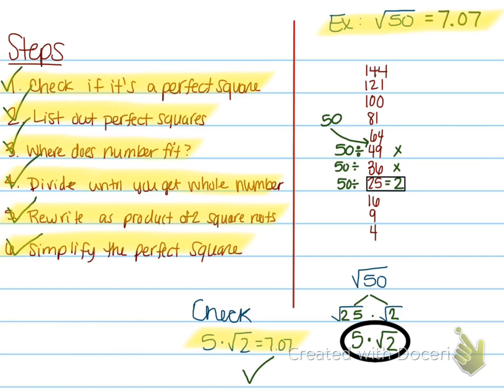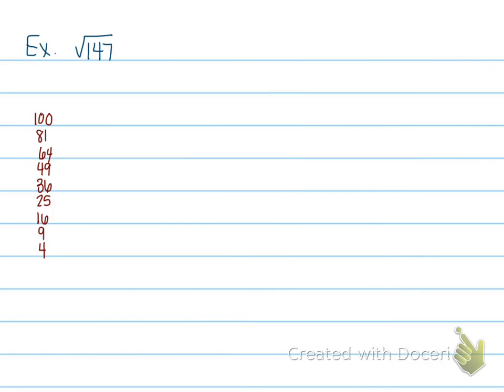Let's try another one together. I have the square root of 147. First thing I need to do is to check if it's a perfect square. So let's go to our calculator and check if it's a perfect square. In my calculator, I get 12.12. Not a perfect square.